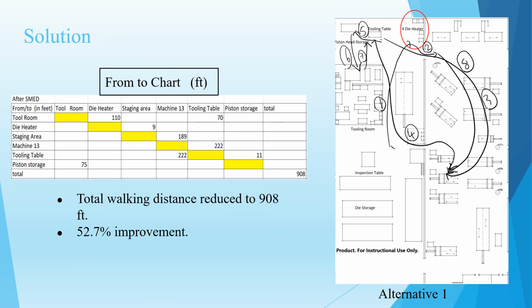Space is limited next to the presses, and placing a die heater next to the machine may cause a safety hazard to the operator. We then use a spaghetti diagram to show the improvement of the setup. With this layout, the total distance now traveled during a changeover has been reduced to 908 feet, which is an improvement of 52.7% in distance traveled.